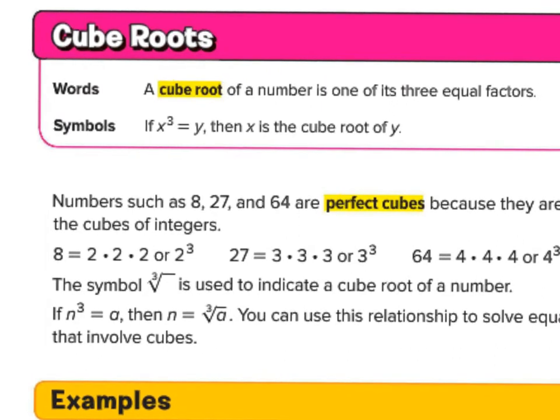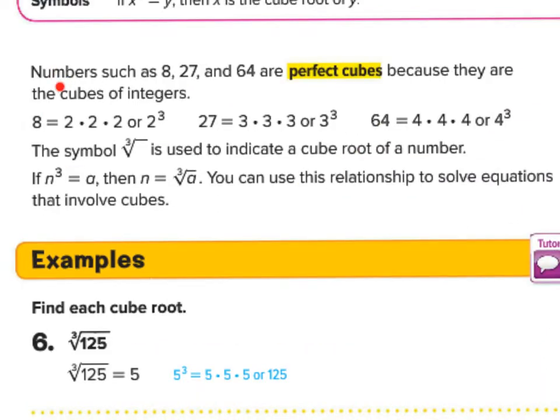Well, let's look at the symbols here. We have x to the power of 3 is y. Then x is the cube root of y. So if y is the number 27, the cube root would be 3, right? Numbers such as 8, 27, and 64 are perfect cubes, right? Because 8 would be 2 times 2 times 2, 27 would be 3 times 3 times 3, and 64 would be 4 times 4 times 4. These are perfect cubes because they are the cubes of integers.